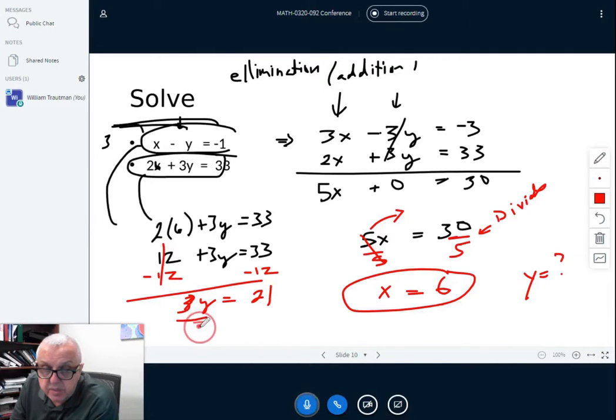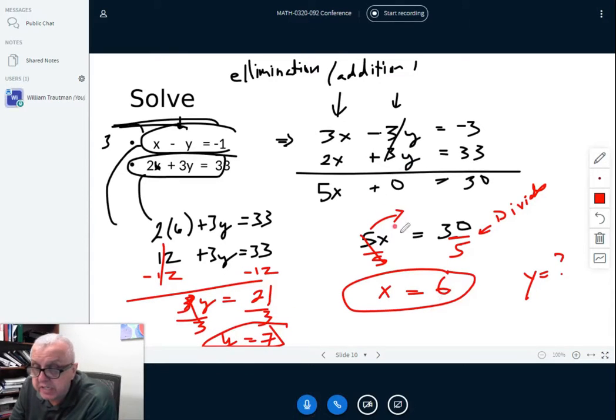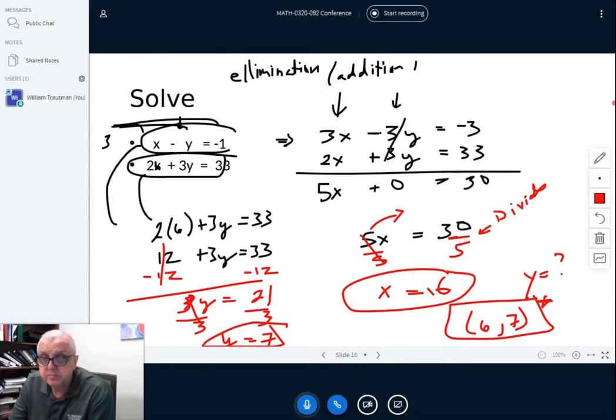And then divide by 3, y equals 7. So this answer is x is 6, x is always the first number, and y is 7. There's my solution. X is 6 and y is 7. That's solving using the elimination method.